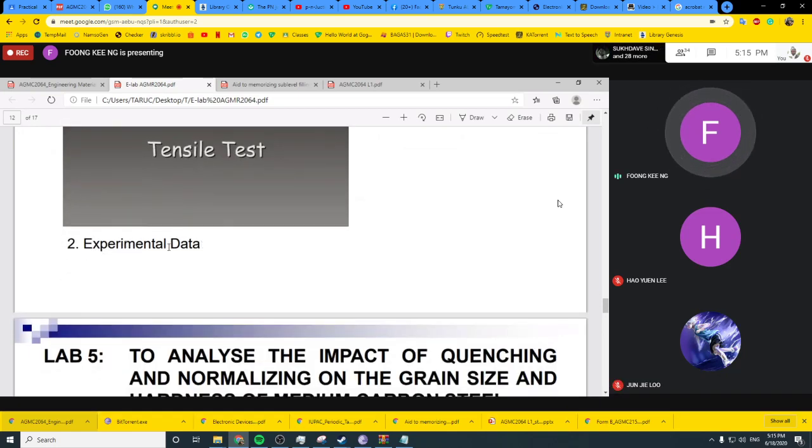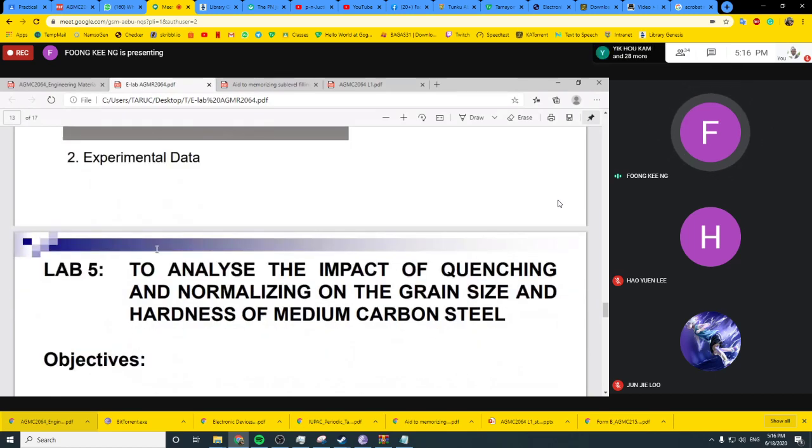Again, experimental data will be provided to you raw. This data will be used to calculate and draw a graph of stress versus strain, and from there you can plot and see the behavior, the so-called trend or pattern, of the data that's given to you. All right, so this is the fourth experiment.